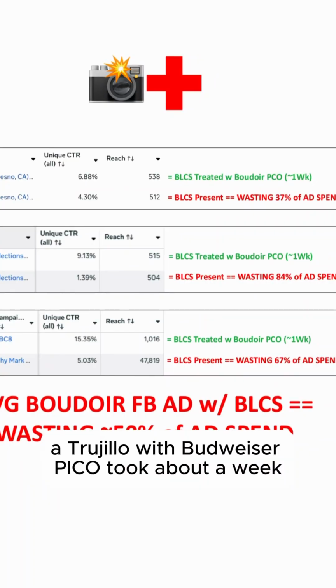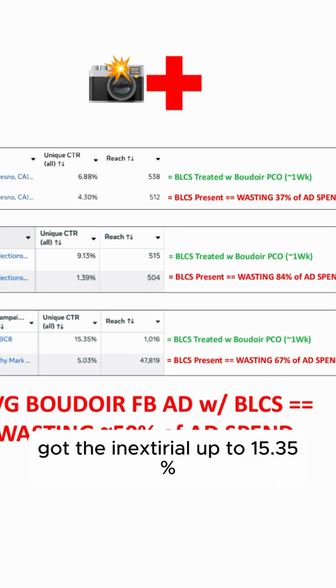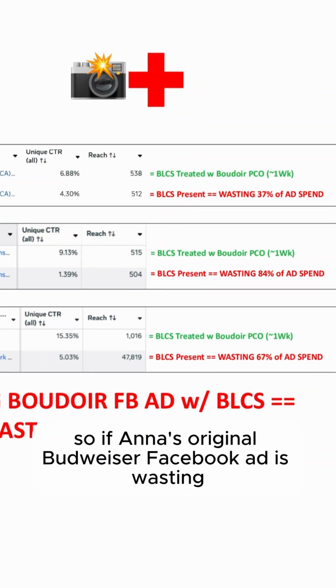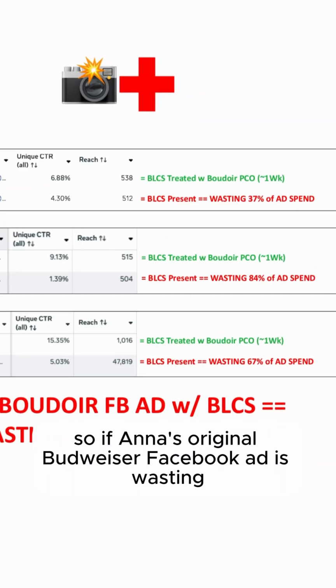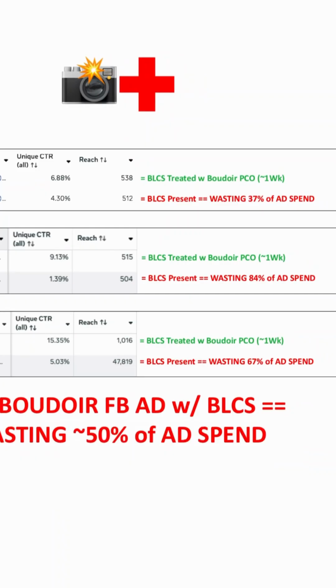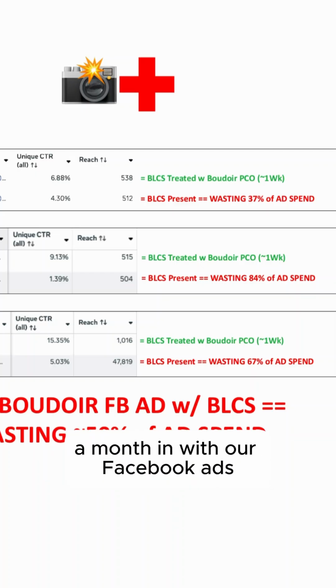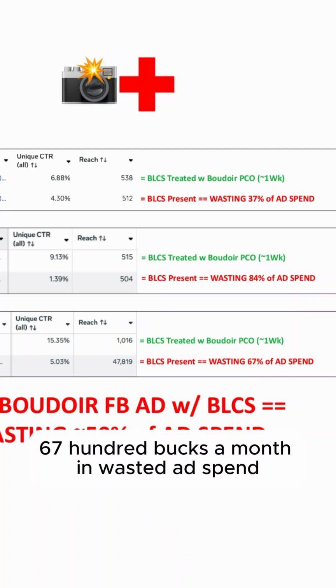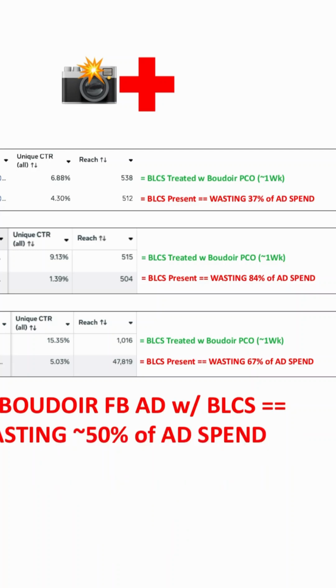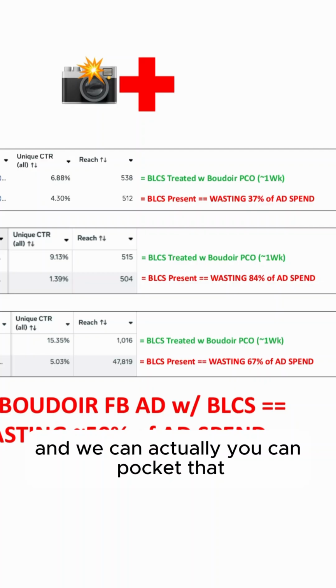Treated with Boudoir Pico took about a week, got the unique CTR all up to 15.35%. So we found out his original Boudoir Facebook ad is wasting 67% of his ad spend. So we can eliminate that wasted ad spend. So if you're spending 10 grand a month in Boudoir Facebook ads, we can eliminate that 6,700 bucks a month in wasted ad spend. And he can pocket that.